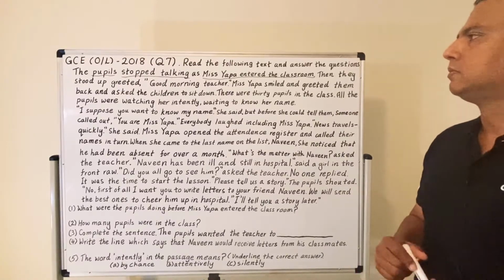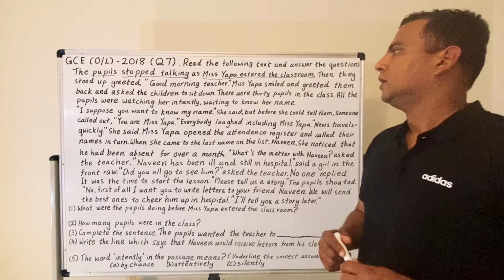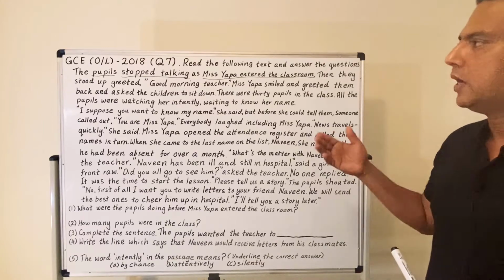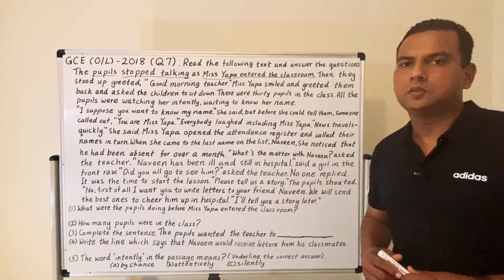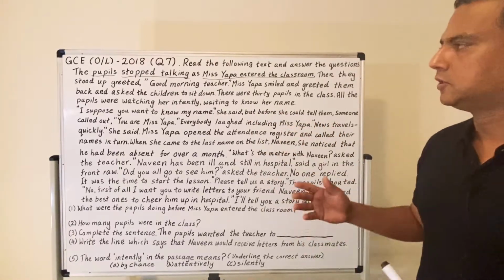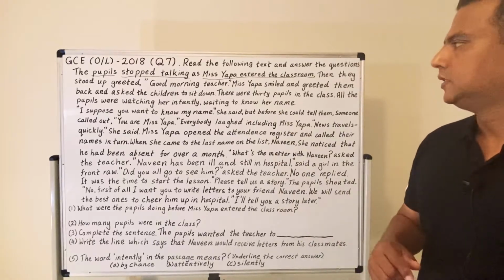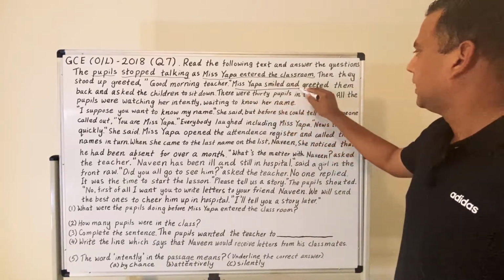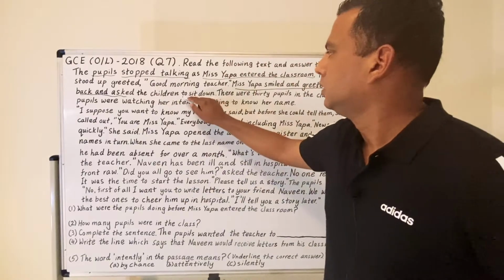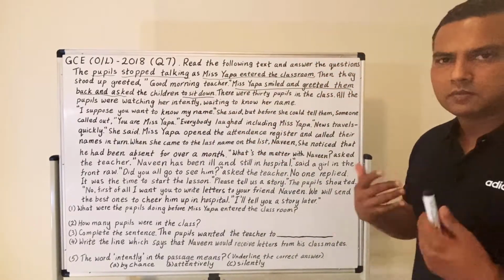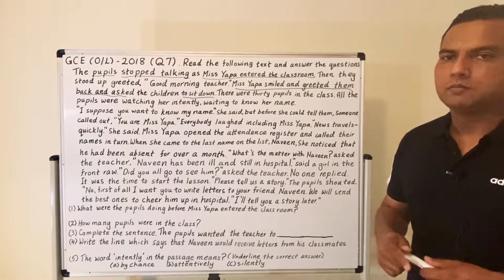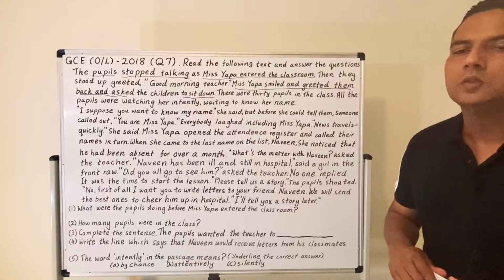Then they stood up, greeted, good morning teacher. Okay, so now you can see who she is. She is the teacher of the classroom. So as she entered, as a mark of respect, students, they stood up and greeted the teacher saying good morning. So must be the first period, the class teacher is entering, students stood up and respected the teacher. So Miss Yapa smiled and greeted them back and asked children to sit down. Okay, teacher probably must be in a good mood. Teacher said, okay, good morning, and that's how she greeted back, and she asked the children to sit down.